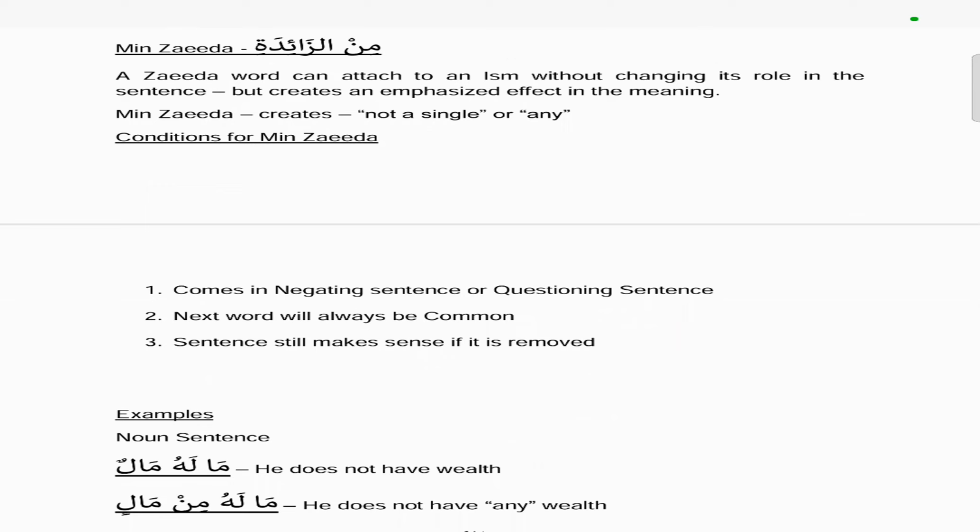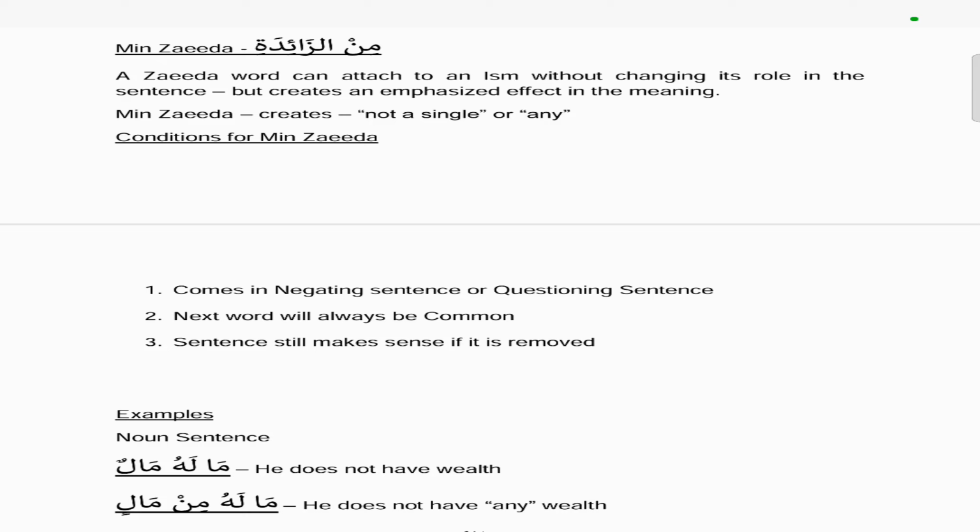So the next thing is what we call a min za'ida. A za'ida word can attach to an ism without changing its role in the sentence, but it creates an emphasized effect in the meaning. So the min za'ida creates the meaning of not a single or any. So, conditions for min za'ida.